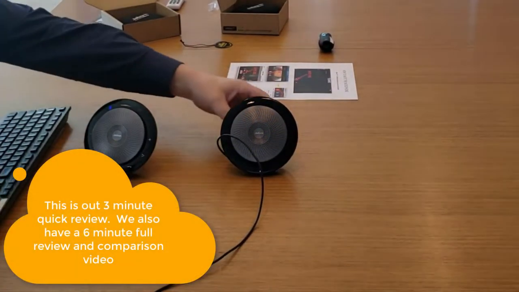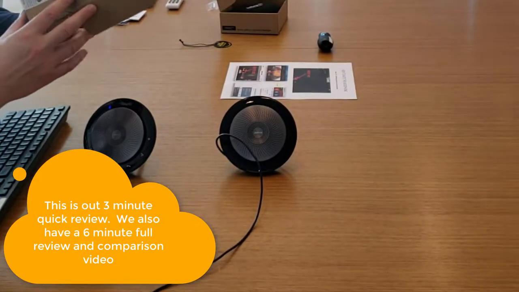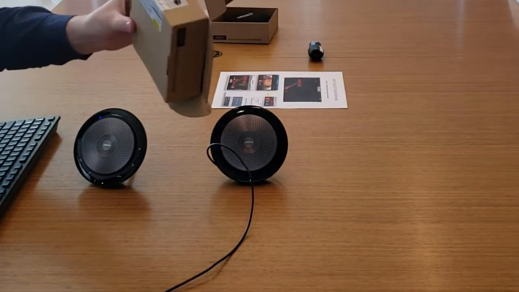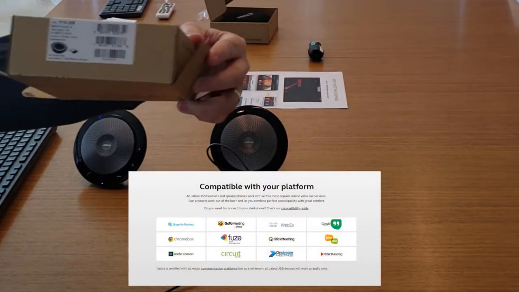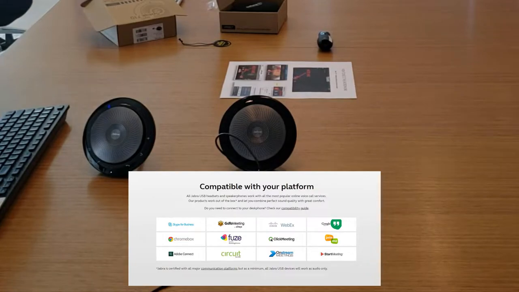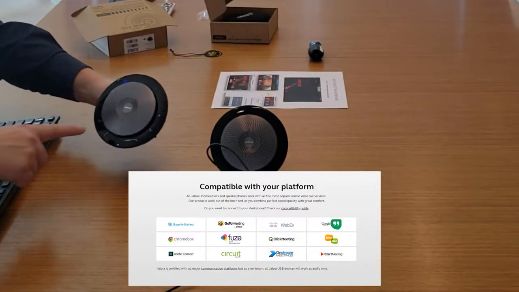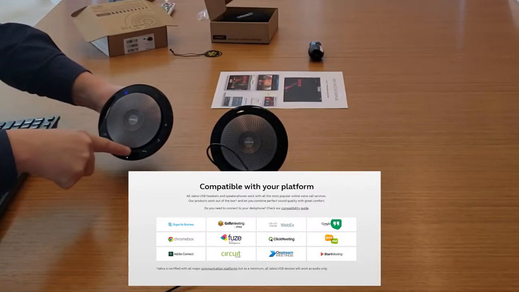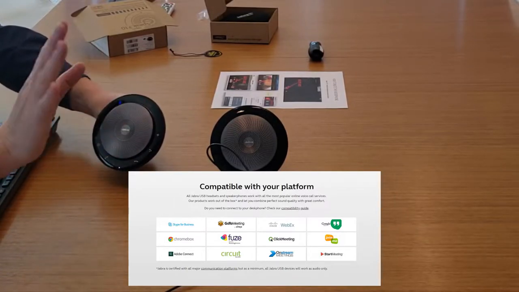Okay, so here we have a 710. The specific model is the 710 MS, and the MS is for Microsoft, no surprise. That means it's certified for Teams and for Skype for Business, and that means the hang-up and disconnect buttons work. So it's a great product.